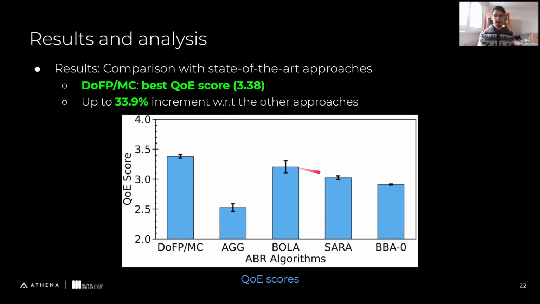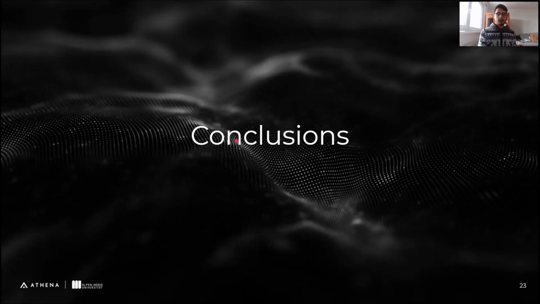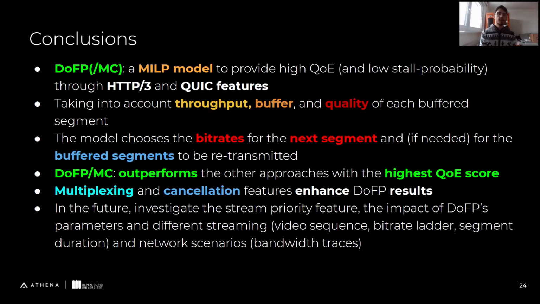We can see here the trend of the QoE score. For the conclusions, DFPMC is an MIRP model which provides a high QoE score and a low stall probability through HTTP/3 features. Taking into account the throughput, the buffer, and also the quality of each buffered segment, the model chooses the bitrate not only for the next segment, but also for the buffered segments to be retransmitted. DFPMC also outperforms the other approaches with the highest QoE score, and the multiplexing and cancellation features enhance the DFP results, as we saw in the table.